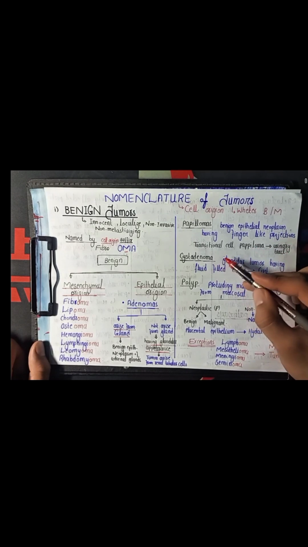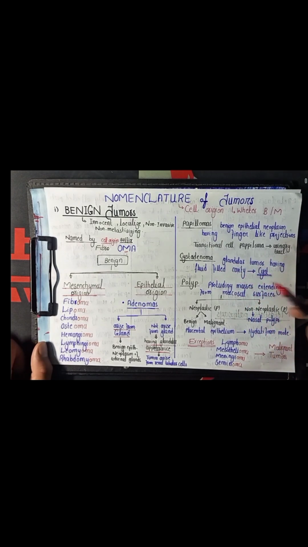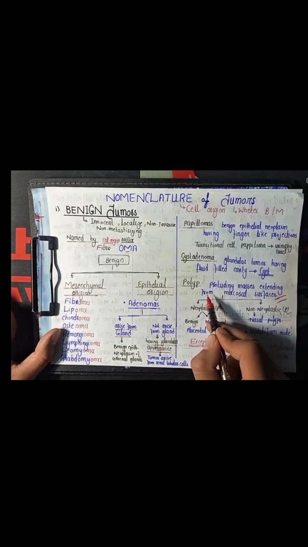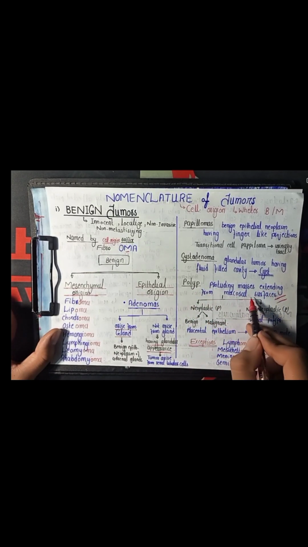तीसरा हमारे साथ है cyst adenoma. Cyst adenomas are glandular tumors, but they have a fluid-filled cavity which is known as the cyst. चौथा हमारे साथ है polyps. Polyps are protruding masses that extend from the mucosal surfaces, and these masses cause obstruction of the lumen.